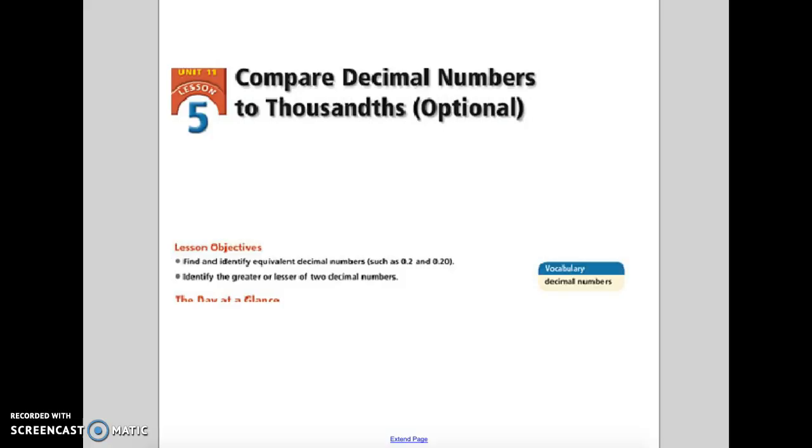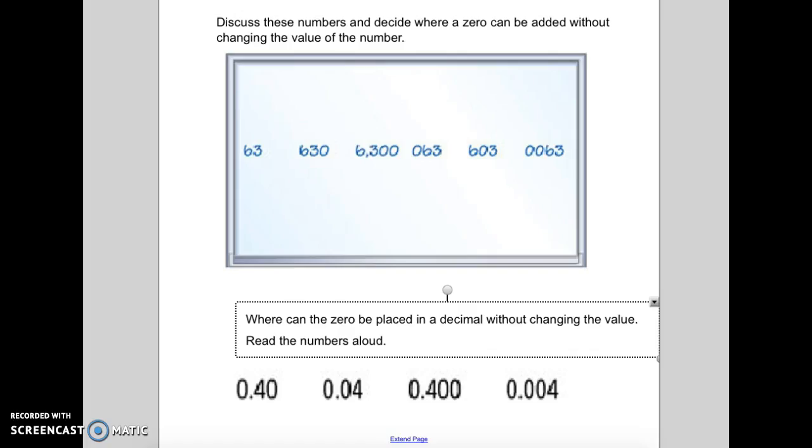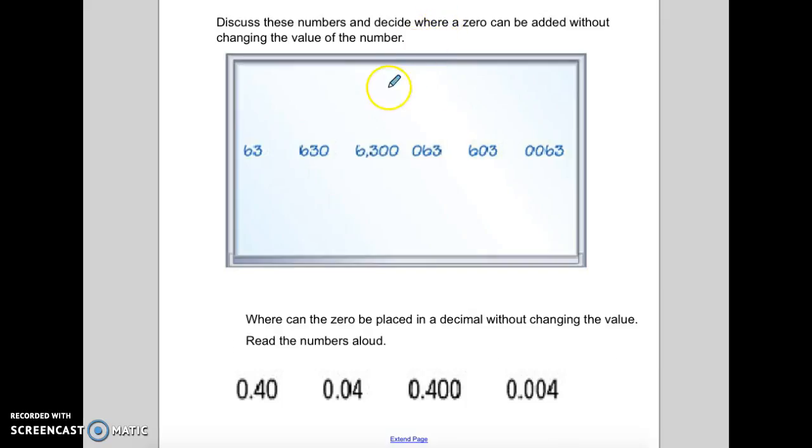So first, I want us to take a look at this page. These are whole numbers, and I want to decide if we could add a 0, where would we add it so that we don't change the value of the number? For example, I look at 63. If I add a 0 behind the number, it would become 630, so that wouldn't work. But could I add a 0 in front of the number? Is it still 63? Yeah, it is.